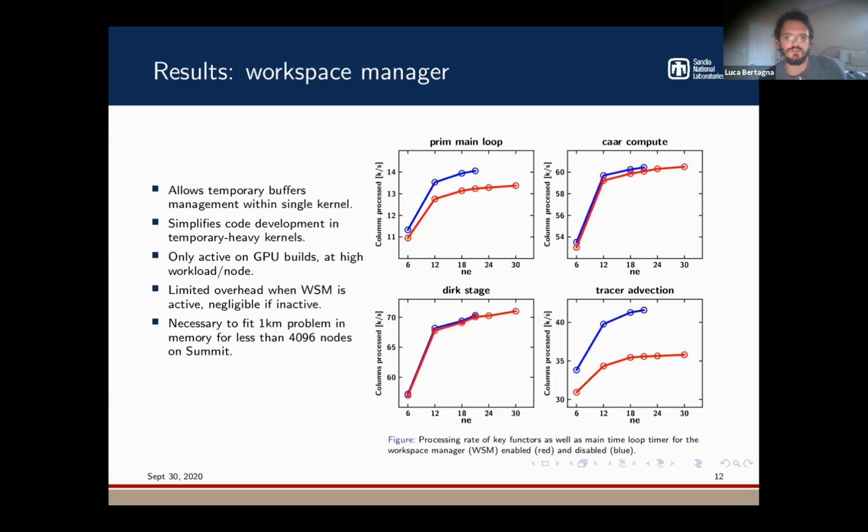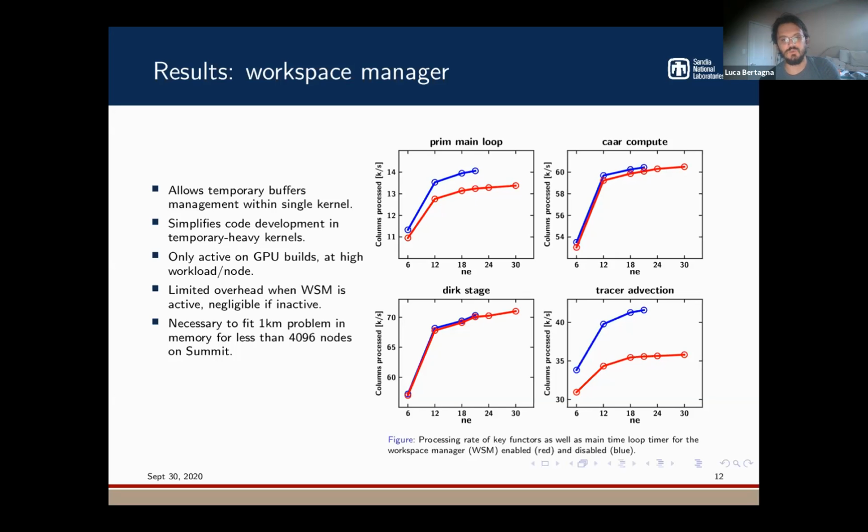So those are 4 timers of HOMME. The top left is the overall time stepping loop, while the other 3 are the 3 most important kernels. The red line shows what happens when we enable the workspace manager, the blue line what happens when we don't. The horizontal axis is the workload per node. This is a single GPU. And the y-axis is the columns processed per second, thousands of columns that the code was able to process every second.